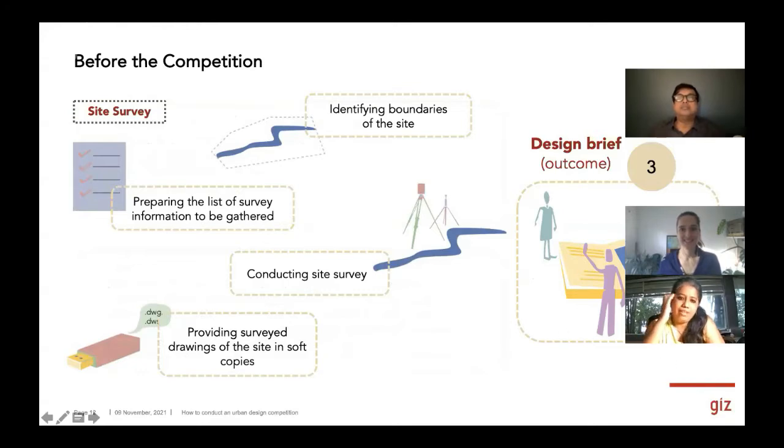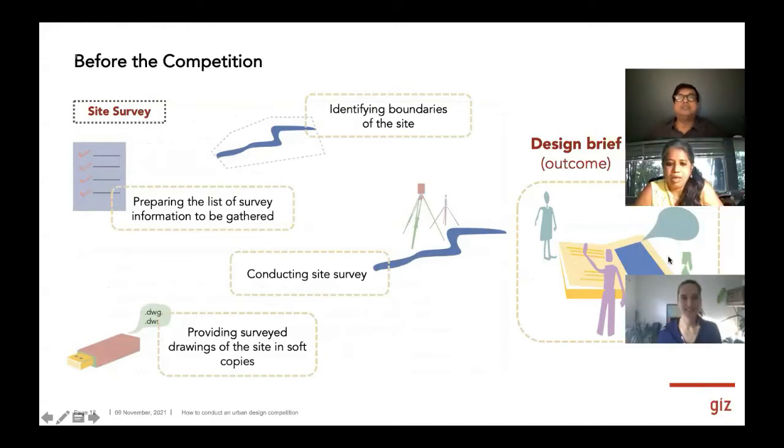So after the site selection process happened, the next step was a detailed site survey. It's important to understand the physical dimensions of the site, which was done with physical site surveys, as we understand in architectural and urban design terms, but also with very detailed socio-demographic data collection of the people who were residing in that area and who were affected by any development in that area.